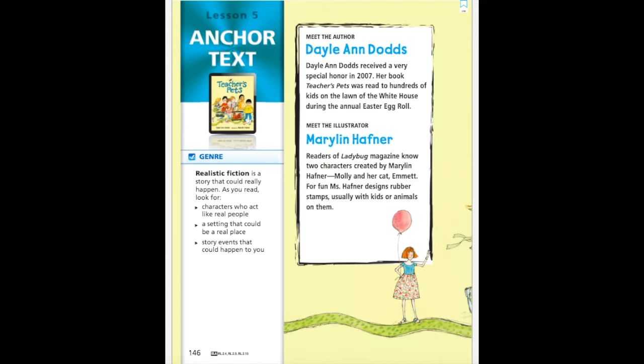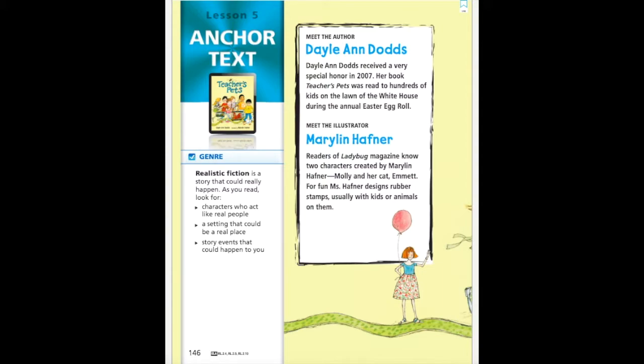What makes up the story? The characters, the setting, where it takes place, and the plot, what happens in a story. And so we are going to be filling that out, just not today. You will not be filling it out today, but you will be thinking about the characters, the setting, the plot, problems and solutions, and you're going to be thinking about different answers to questions about the story Teacher's Pets today.